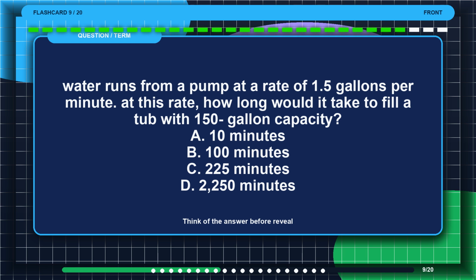Flashcard 9. Water runs from a pump at a rate of 1.5 gallons per minute. At this rate, how long would it take to fill a tub with 150-gallon capacity? A. 10 minutes, B. 100 minutes, C. 225 minutes, D. 2250 minutes. Pause and think of the answer before the reveal.